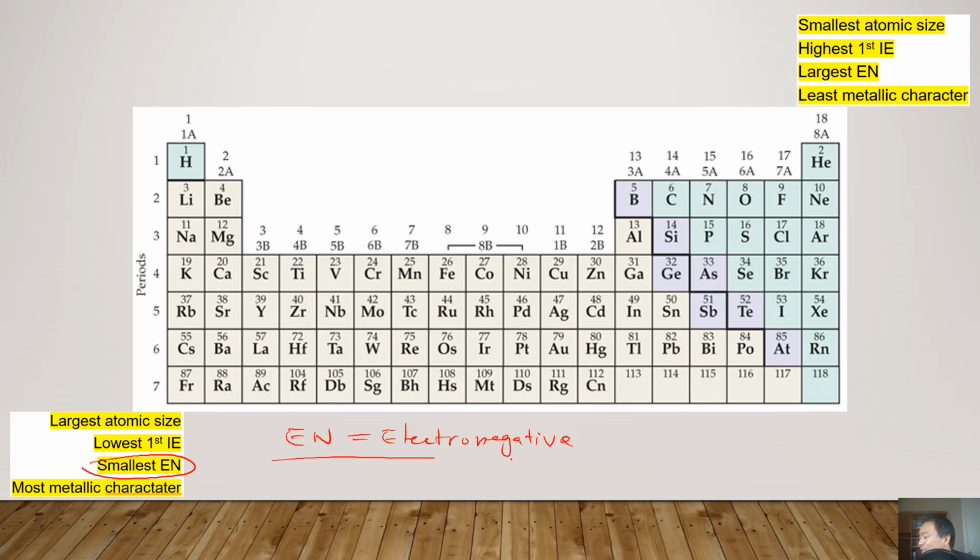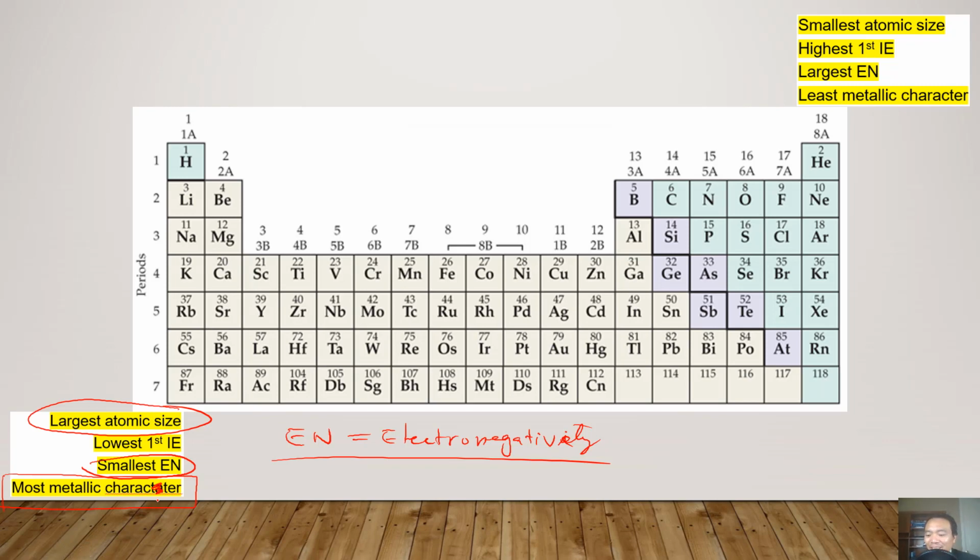We will, though, in a different chapter, cover electronegativity. So basically for this size, this is the largest atomic size, and this is the most metallic character, stuff like that. That's a lot more than you need.